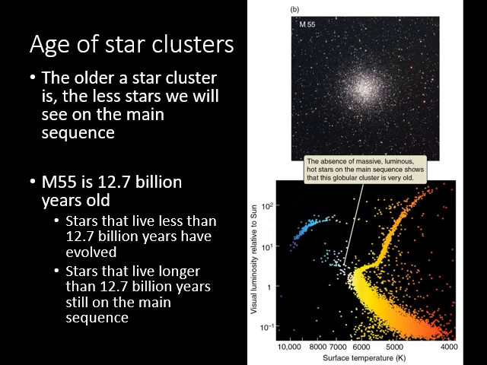Stars that live longer lifetimes than 12.7 billion years, that's all the red and yellow stars down here, are still on the main sequence. They're still living out their strong life. This turning point where the stars start to evolve, that age at that location, is about 12.7 billion years. So that tells us how old M55 is.